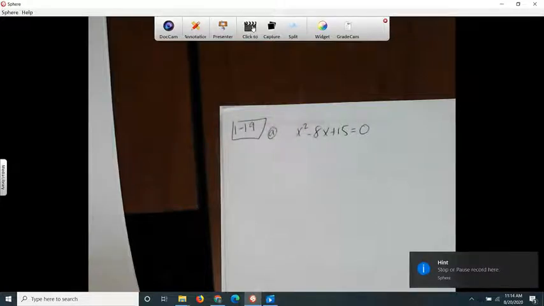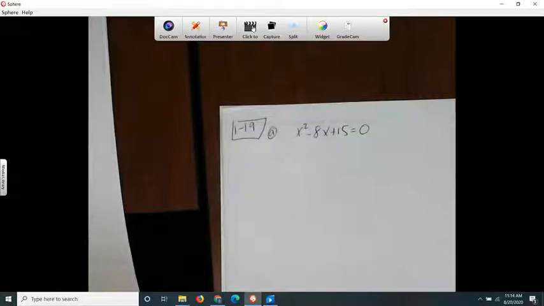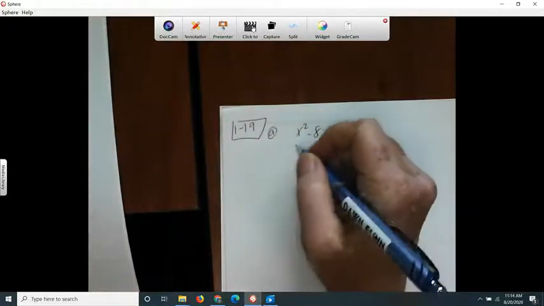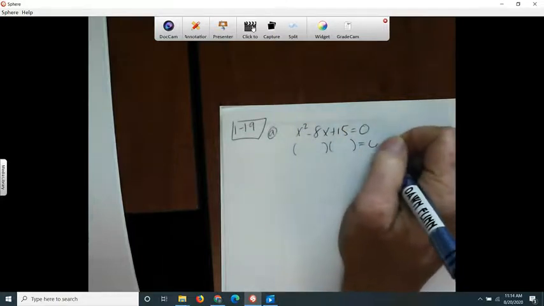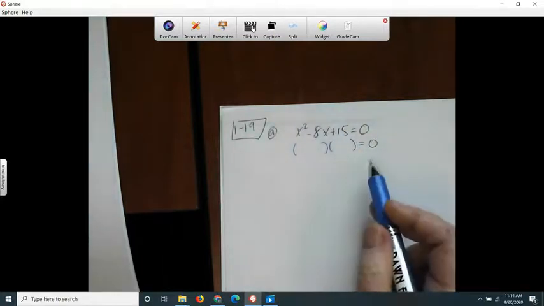Here's Integrated 3, problem 1-19. It says, solve each of the following quadratic equations. If you need help, refer to the math notes box in this lesson. So when you're trying to solve a quadratic equation, what you want to try to do is see if it'll factor. And then you can use the zero product property on it.